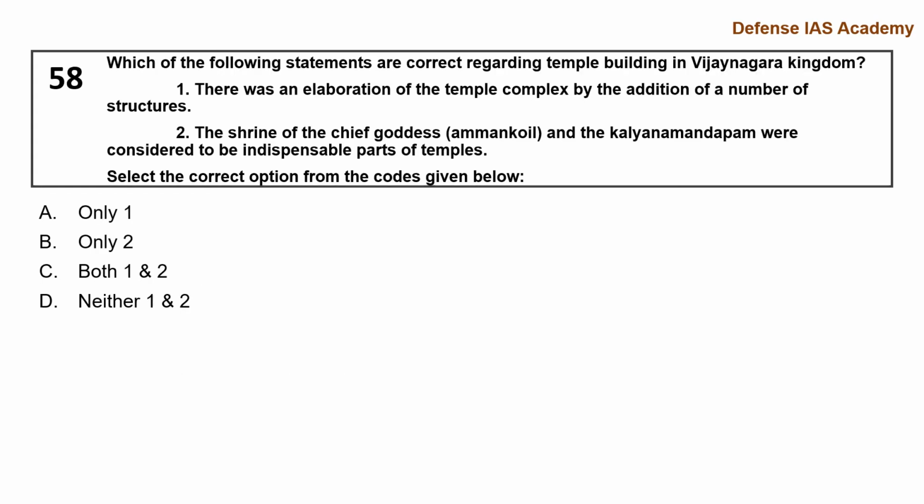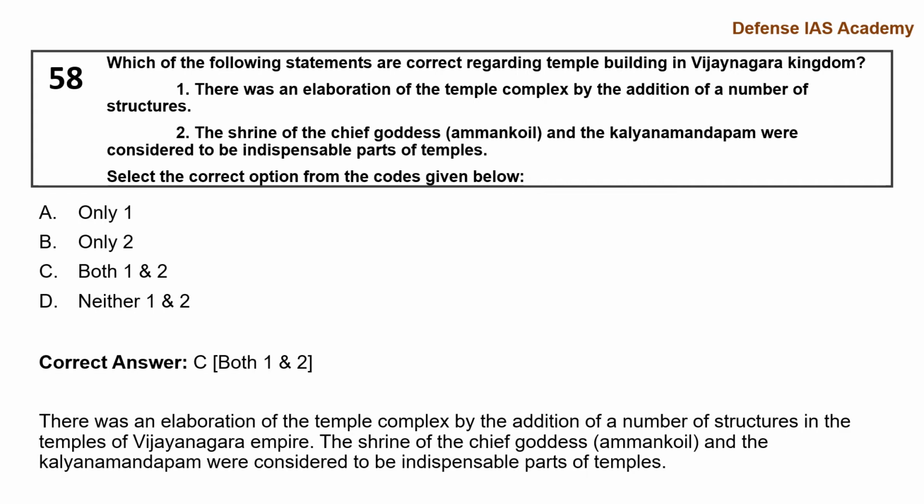Question 58. Which of the following statements are correct regarding building in Vijayanagara kingdom? 1. There was an elaboration of the temple complex by the addition of a number of structures. 2. The shrine of the chief goddess Amman Koil and the Kalyana Mandapam were considered to be indispensable parts of the temples. Select the correct option from the codes given below. The correct answer is option C, both 1 and 2. Both 1 and 2 options given in the question are correct.